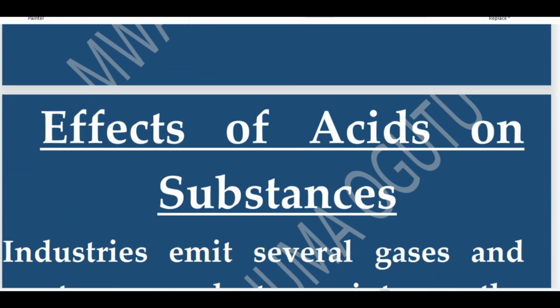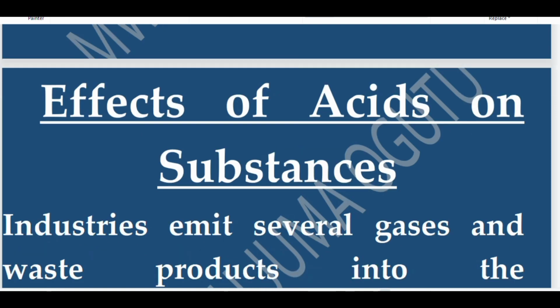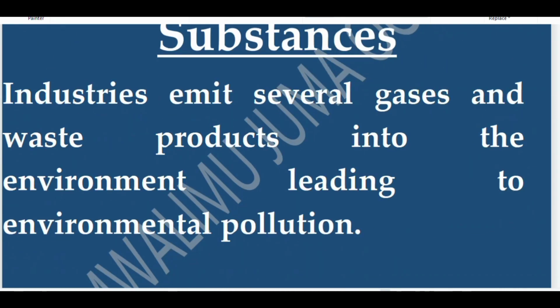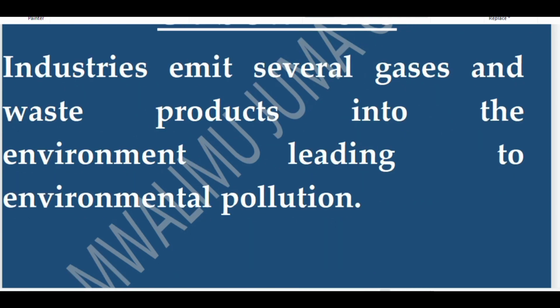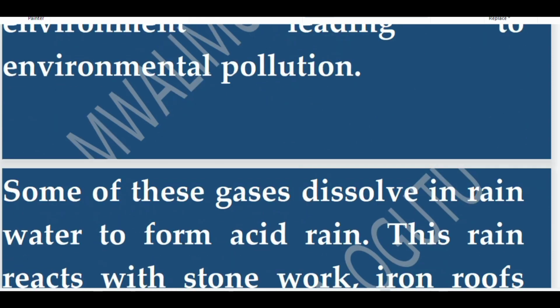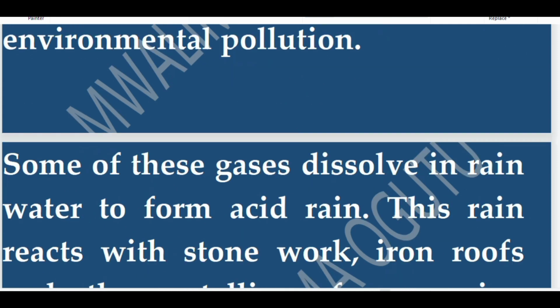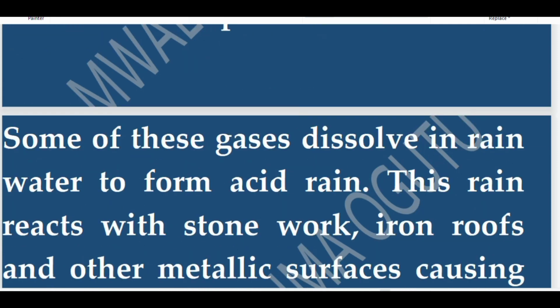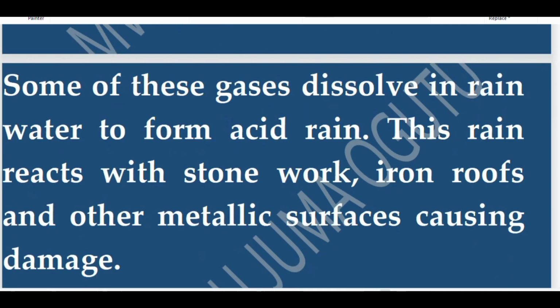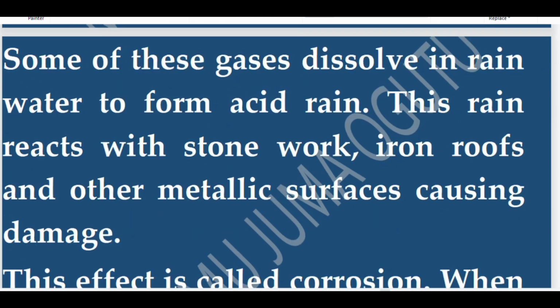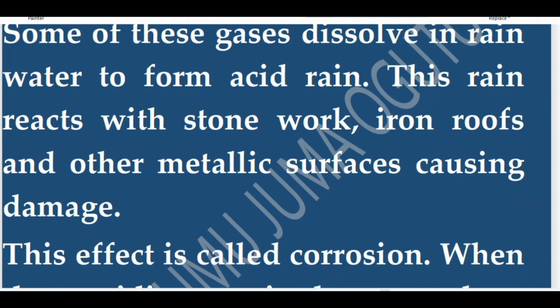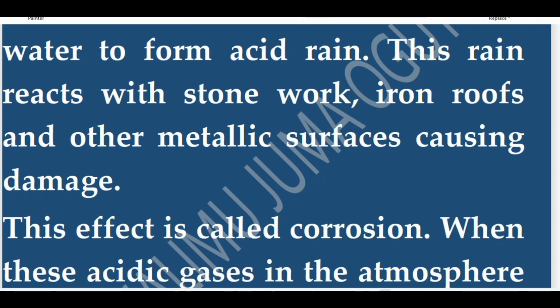We go further and look at the effect of acids on substances. Industries emit several gases and waste products into the environment, leading to environmental pollution. Some of these gases dissolve in rainwater to form acid rain. This rain reacts with stonework, iron roofs, and other metallic surfaces, causing damage. This effect is called corrosion.